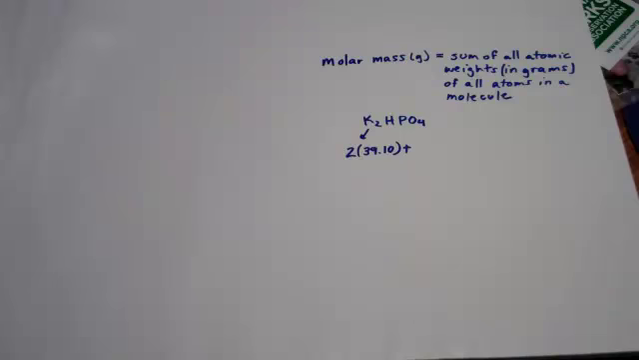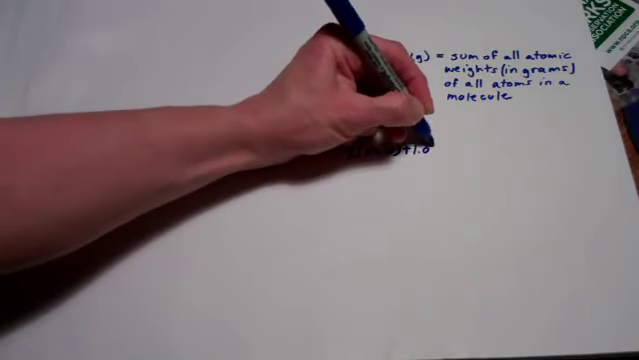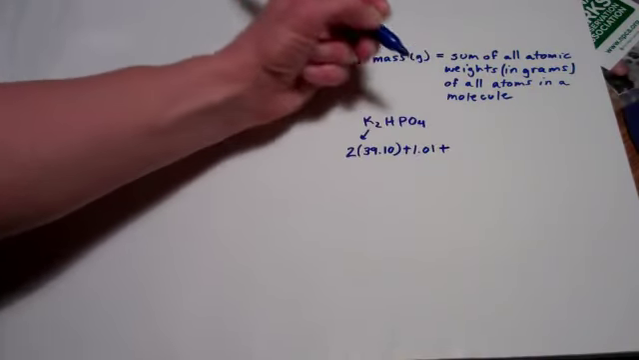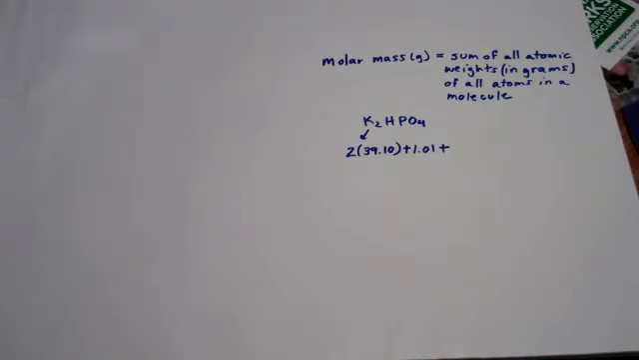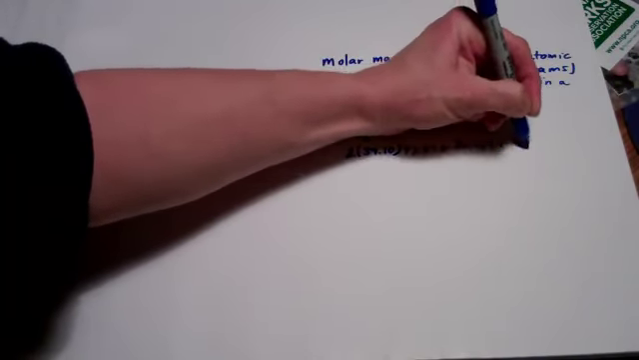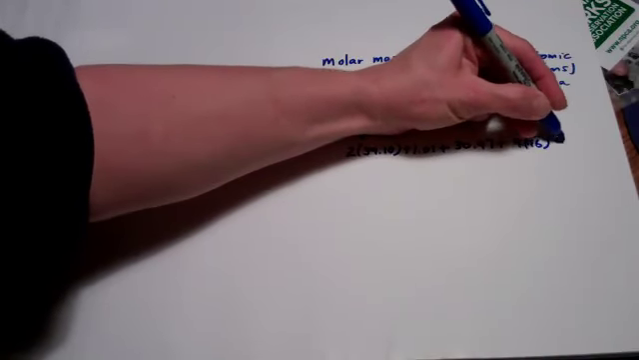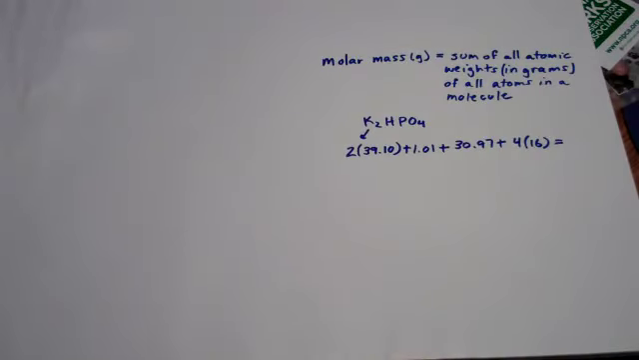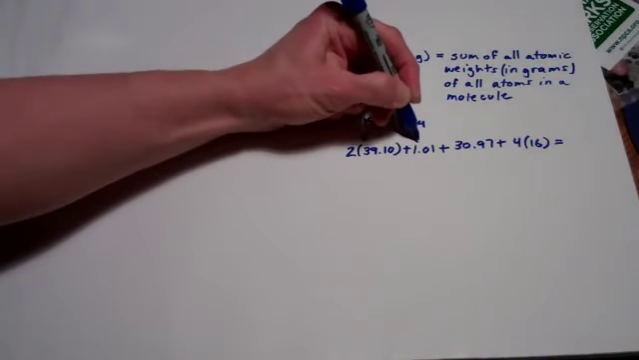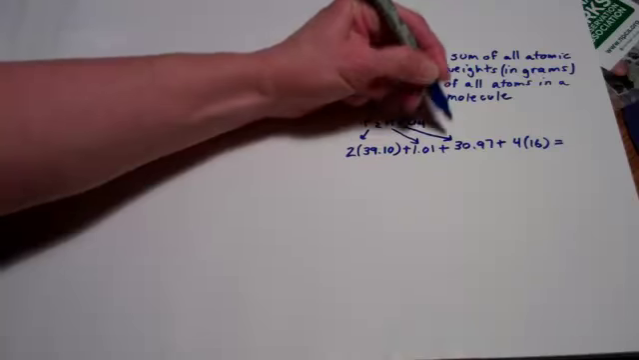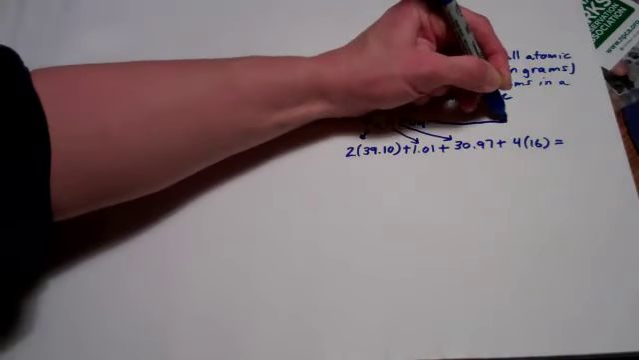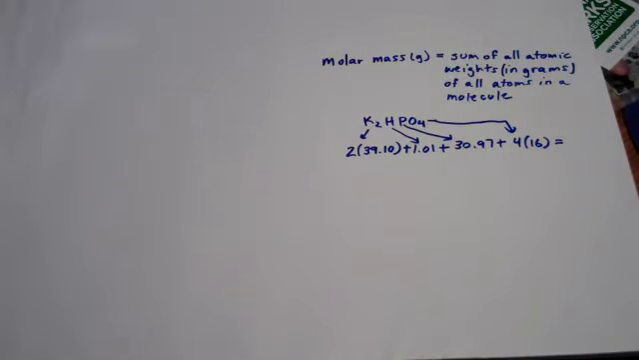There's 1 hydrogen, which is 1.01 atomic mass. There's 1 phosphorus, which is going to be 30.97. And there's 4 oxygens, so we have to have 4 times 16. And this is going to give us our value of the formula weight. So this is essentially the hydrogen, the phosphorus, and the 4 oxygens.